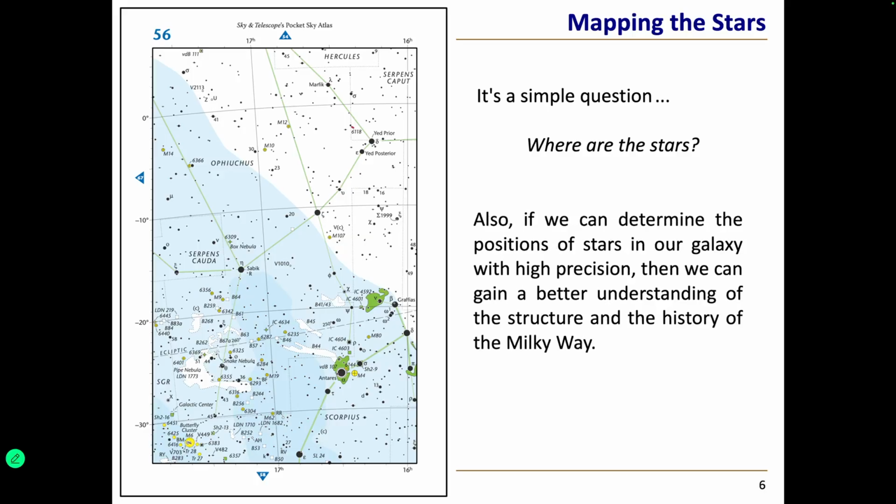If we can determine the positions of the stars accurately enough in the three-dimensional sense, in other words, where are the stars in the Milky Way, rather than simply where are the stars in the sky, then we can gain a much better understanding of the structure and the evolution and ultimately the history of our own Milky Way galaxy.